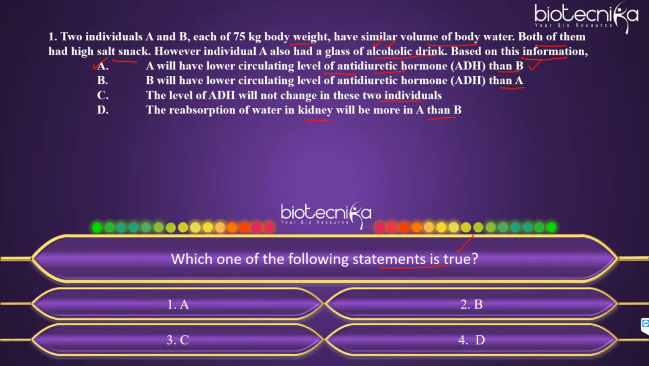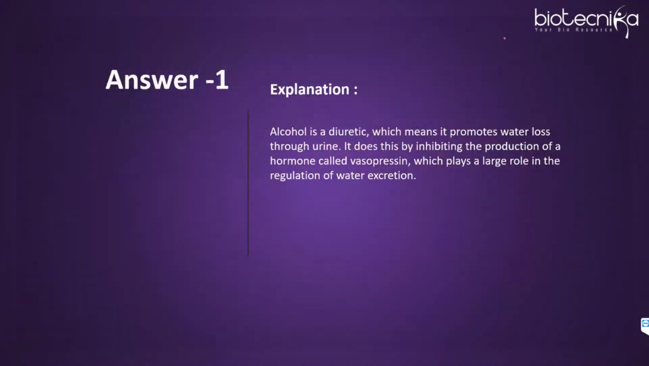And what does ADH do? ADH helps in absorbing water, right? But ADH here is less. Clear? So alcohol is a diuretic. Diuretic means it will promote water loss through urine. It does this by inhibiting the production of a hormone called vasopressin, which plays a large role in the regulation of water excretion. So remember these points, it is very important.